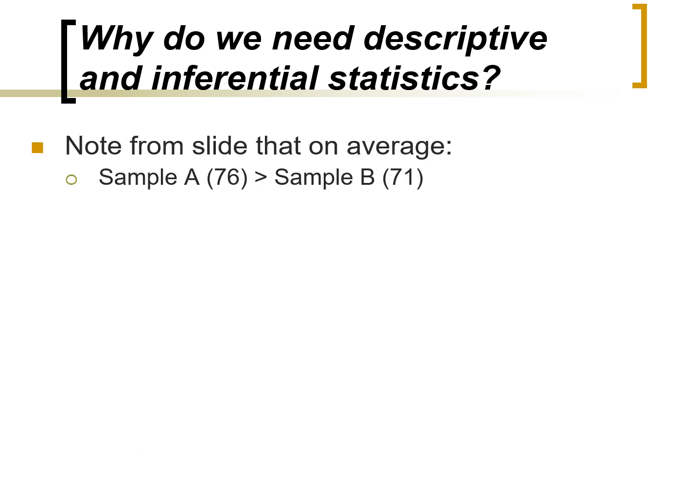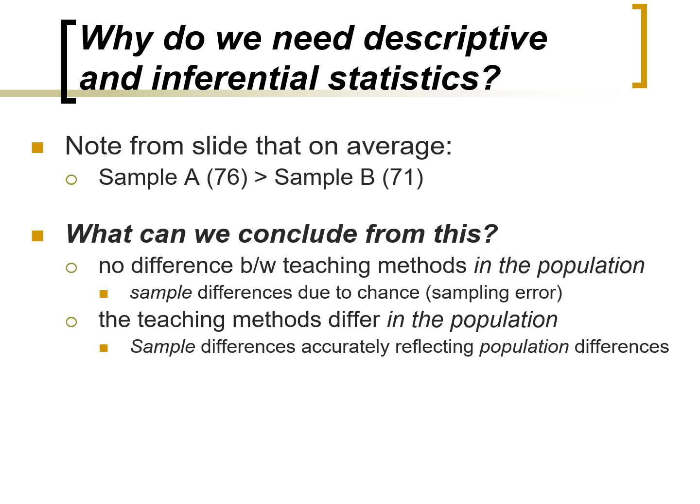Why do we need descriptive statistics? Once again, we can see that one group has a higher average. We can make two basic conclusions. There's no difference. We can say, for example, 76 is higher than 71, but not big enough for us to consider important or meaningful. Or we can make the other conclusion, right? That this difference between 76 and 71 is meaningful, right?